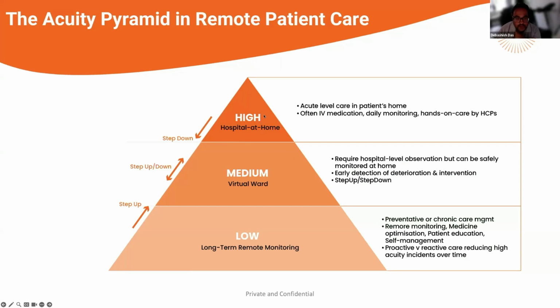pyramid. And hospital at home right at the top, delivering acute level care, often requiring more in-person reviews. The middle layer being your virtual wards, essentially requiring hospital level observations. And that can be split between your step up or step down virtual wards. And again, what I've seen is this interchanging between these two terminologies, but not really quite understanding what type of patient, what can they fit into, and where are the real system-wide savings.